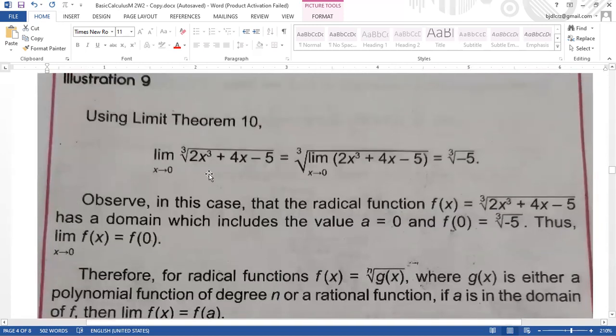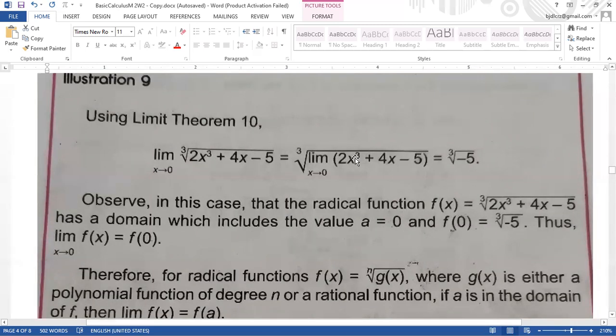So for example, the limit of the cube root of 2x cubed plus 4x minus 5 as x approaches 0. The first thing to do is find the limit of this function, which is 2x cubed plus 4x minus 5. So x is approaching 0, so 0 raised to the power of 3.